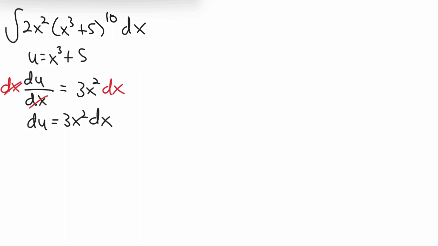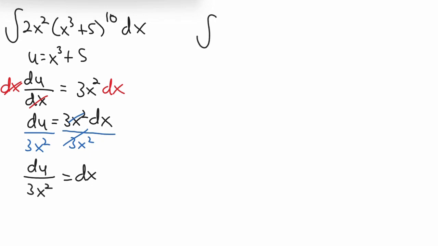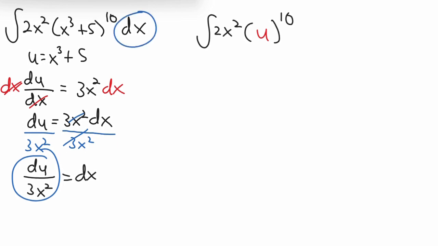Now let's isolate the dx so it's completely by itself. So we can divide by 3x squared. These guys cancel. You have du over 3x squared equals dx. So we have the integral of 2x squared, and in parentheses we're making the substitution of u for x cubed plus 5. So this is u to the 10th. And then for dx, we're plugging in du over 3x squared.